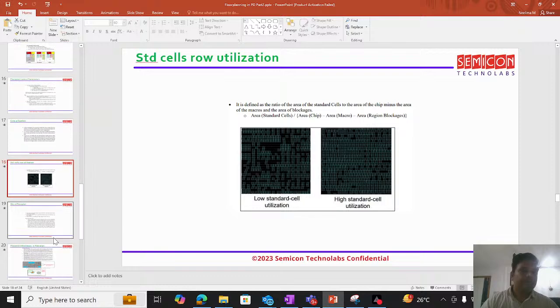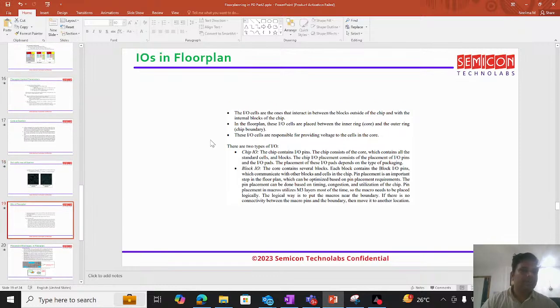Okay, now IOs in the floor plan. There are again two types, chip IO and block IO. Chip IO is the one which will communicate to the package. It will get our signals from the package, similarly power and ground, clock signals and analog signals from the package. Block IO is nothing but IO ports which are connecting to the logic that is present in the chip, and similarly block to block communication. For a block we call them IO ports, and for a chip we call them IO pads.